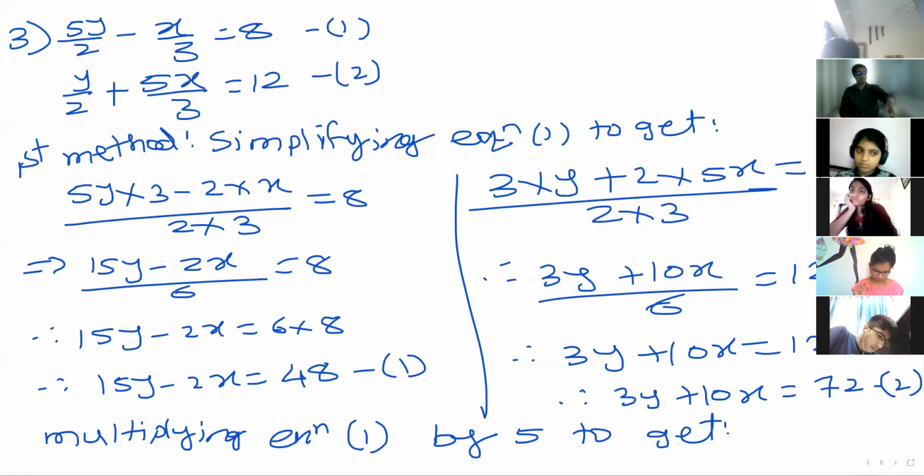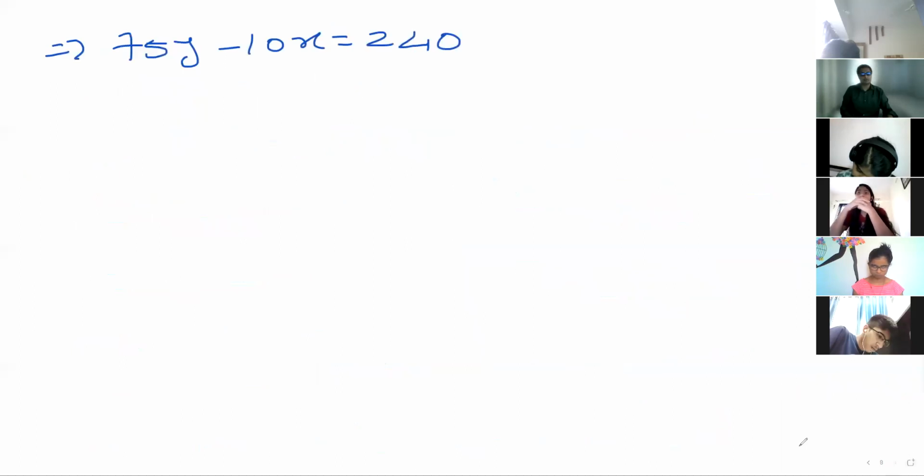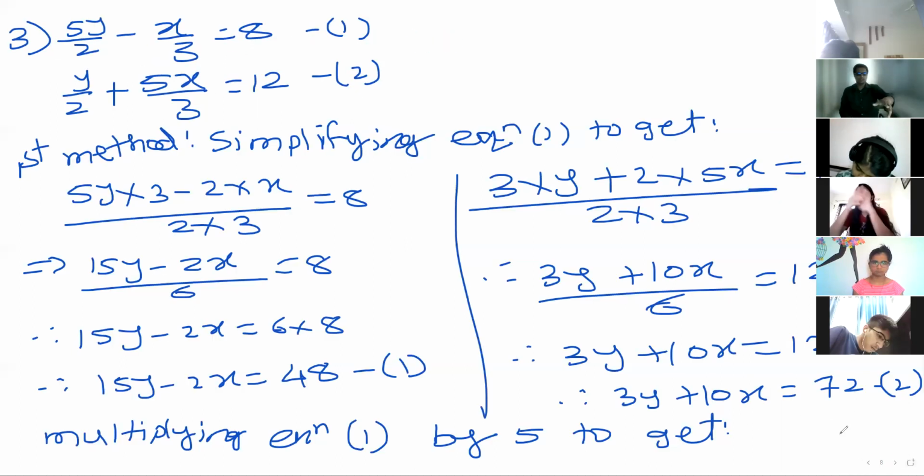So now what do you get? You get equation 1 को 5 से मल्टीप्लाई कर. So 15 5s are how much? 25. 15 5s are 75y minus 10x is equal to 48 5s are 240.